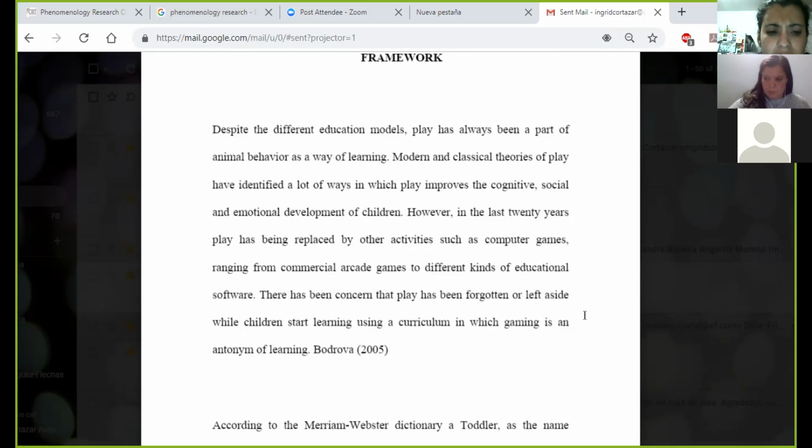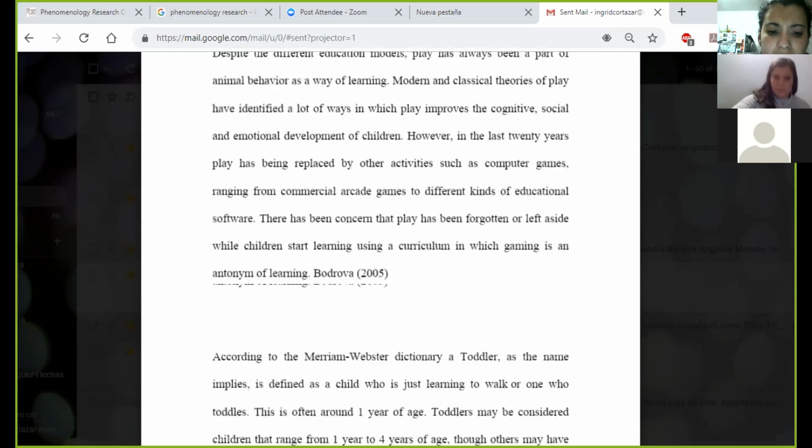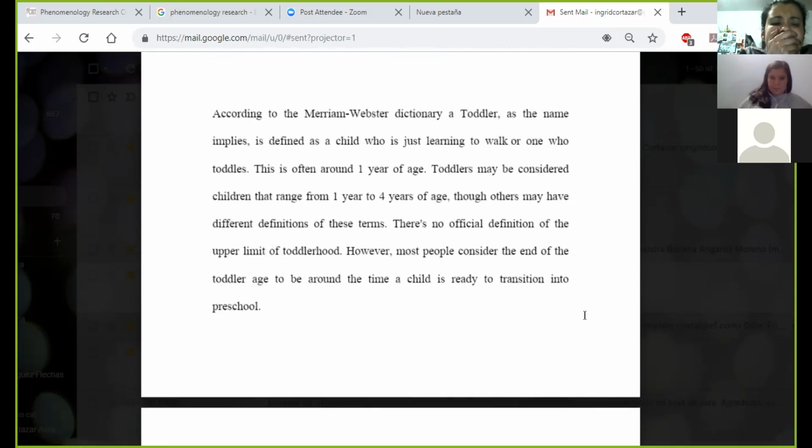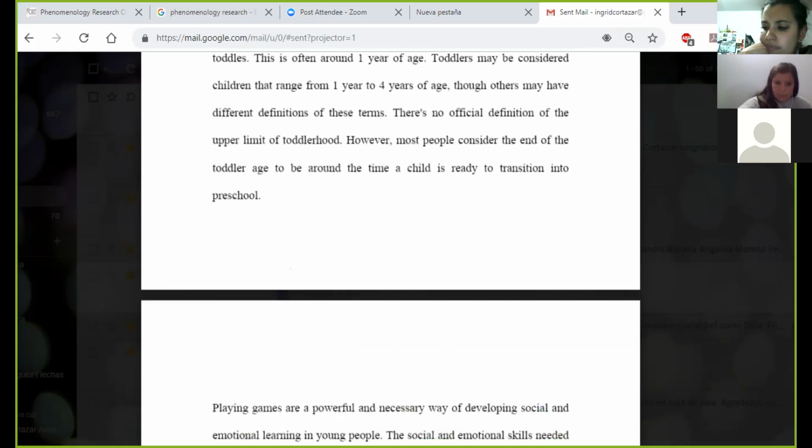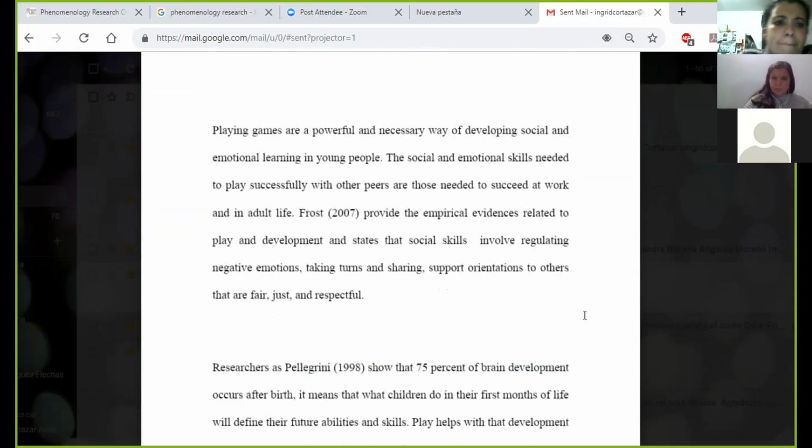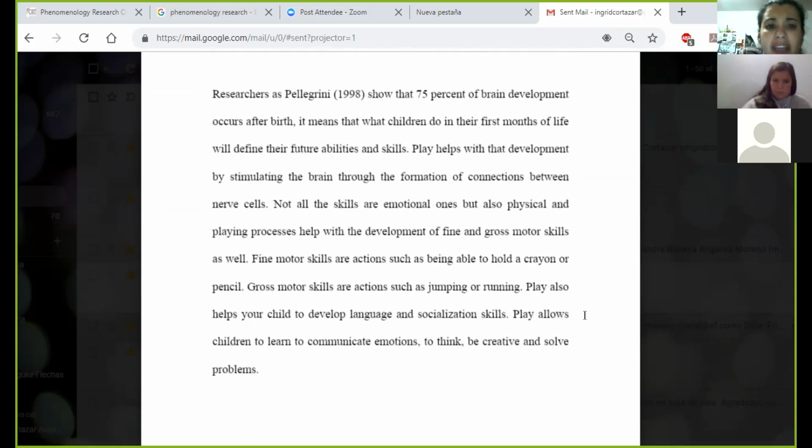Okay. Scroll down now, please. Okay, scroll down. You're making sure that everything is cited as APA style recommends, right?